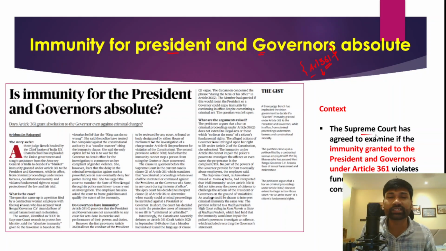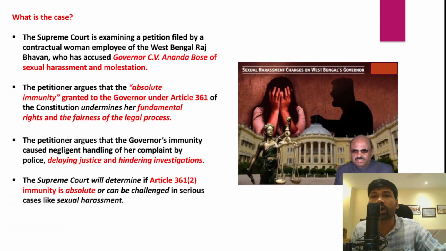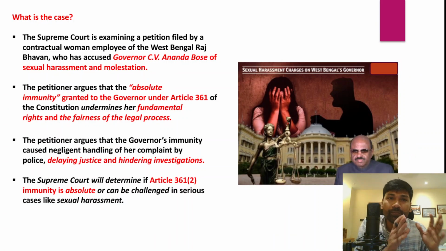When she approached the Supreme Court, it agreed to examine the immunities being provided to both the president and governor under Article 361 of the Constitution, as they may violate the fundamental rights of individuals and even constitutional principles. Now the Supreme Court will look into Article 361 and the immunity that is being provided to the governor by the Constitution under Article 361.